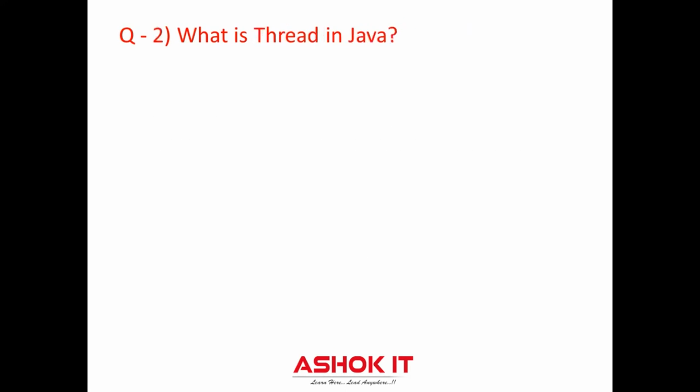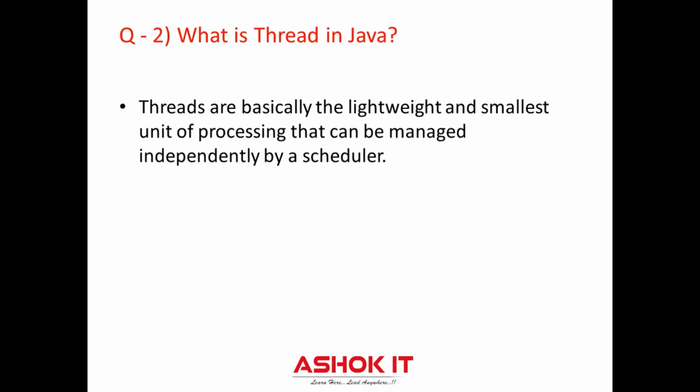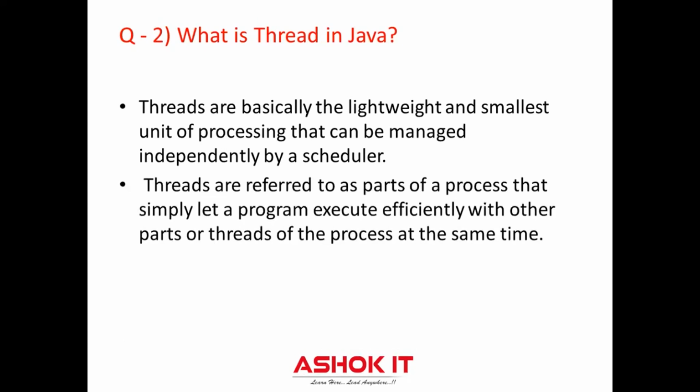Question number 2. What is a thread in Java? Threads are basically the lightweight and smallest unit of processing that can be managed independently by the scheduler. Threads are referred to as a part of a process that simply lets a program execute efficiently with other threads of the process at the same time.